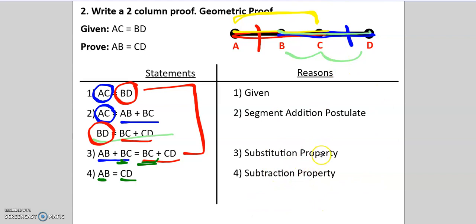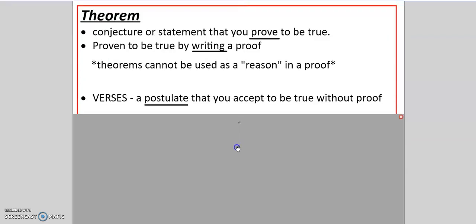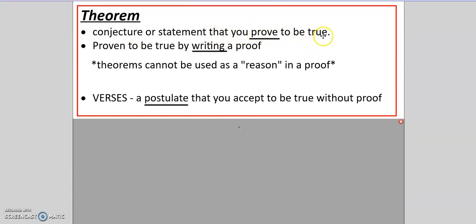complete proofs. The next topic, really a vocab word I want to talk about, is a theorem. Okay, so a theorem is a conjecture or a statement that you prove to be true. Versus, remember we talked about the definition of a postulate. That's something we accept to be true but don't need to prove. A theorem we prove to be true by writing a proof. So we prove theorems to be true with a proof.